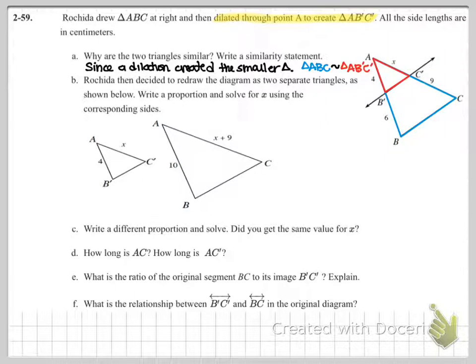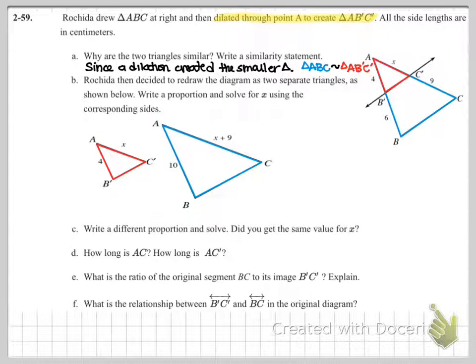Okay. I decided to redraw the diagrams as two separate triangles. Okay, this can be super beneficial for some people. So let's go ahead and color code this again. So the small triangle, the new one that was created, I already color coded red. So let's stick with that. And then the original large triangle was blue, and we'll stick with that. Okay, so it can be beneficial for some people to redraw these.